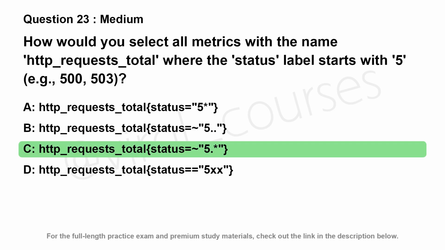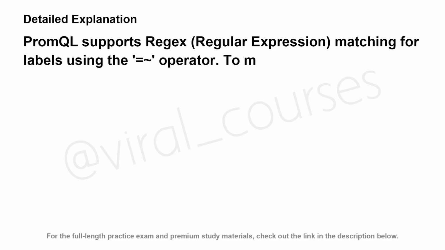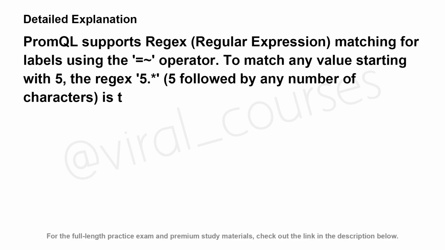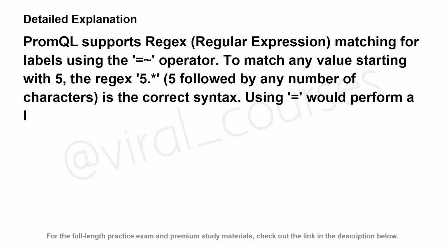The correct answer is C. PromQL supports regex, regular expression matching for labels, using the =~ operator to match any value starting with 5. The regex 5.* , a 5 followed by any number of characters, is the correct syntax. Using = would perform a literal string match.